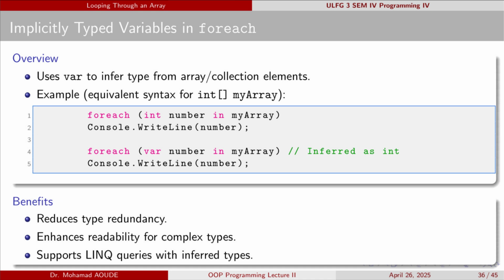Another great feature of C# is support for implicitly typed variables inside foreach loops. You can write foreach, var number in myArray, instead of specifying the exact type. This improves readability, especially when dealing with complex object types or LINQ queries.